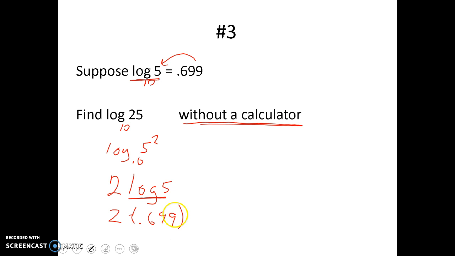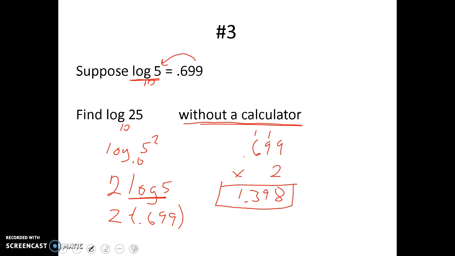0.699. And if we take 0.699 times 2, there are several ways to do this. 9 times 2 is 18, and 9 times 2 is 18, 19. If we add the 1, that's 12, 13. And it would be 1.398. So we can do this without a calculator simply by multiplying 0.699 times 2.